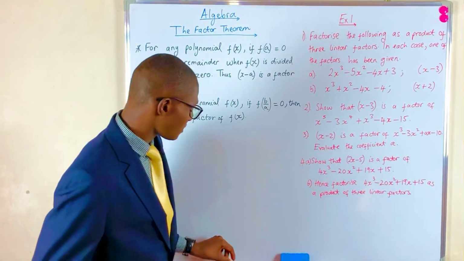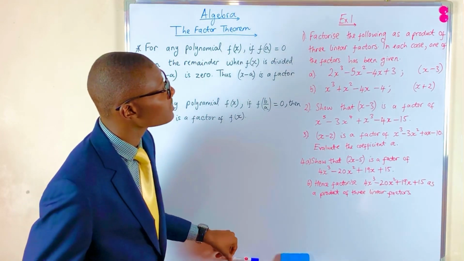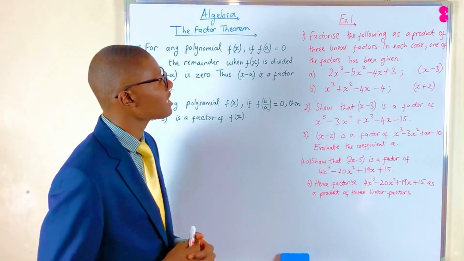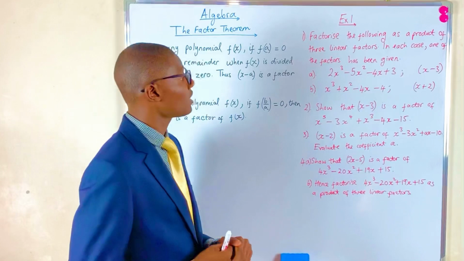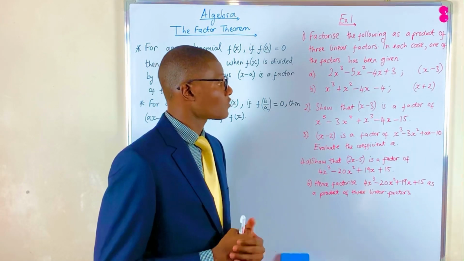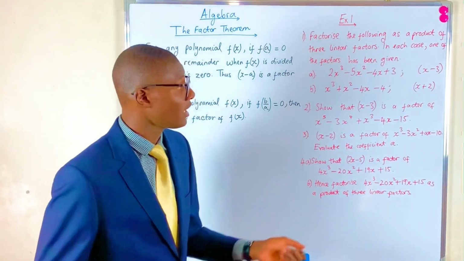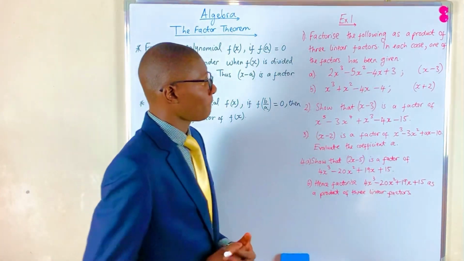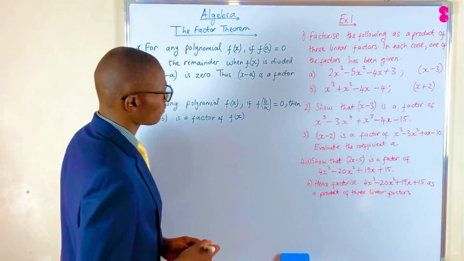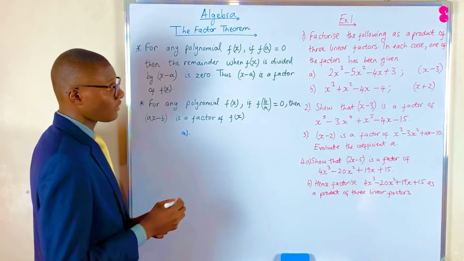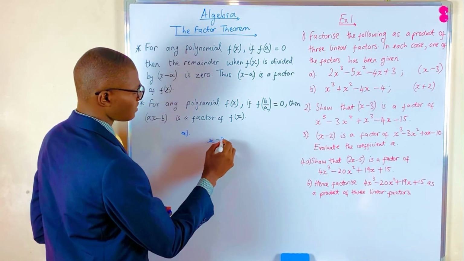The first one says: factorize the following as a product of three linear factors. In each case, one of the factors has been given. So for part A, we've got 2x to the power of 3 minus 5x squared minus 4x plus 3, and one of the factors given is x minus 3. So here we can carry out long division.